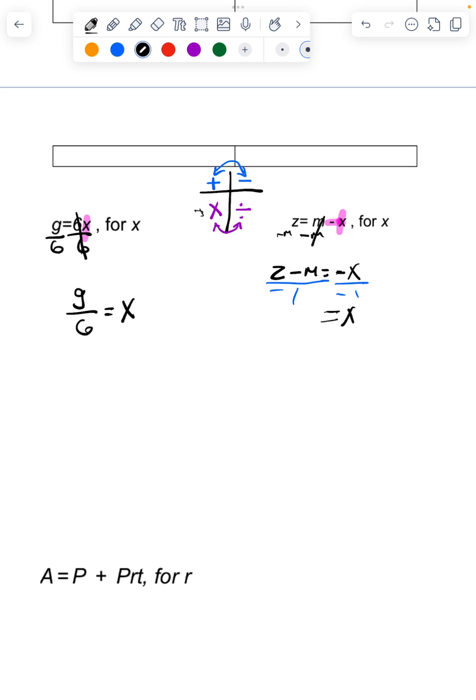and z becomes negative z, okay? Negative m becomes plus m. So it just makes it the reverse. So you have negative z plus m equals x. And I don't need to solve any further from there.